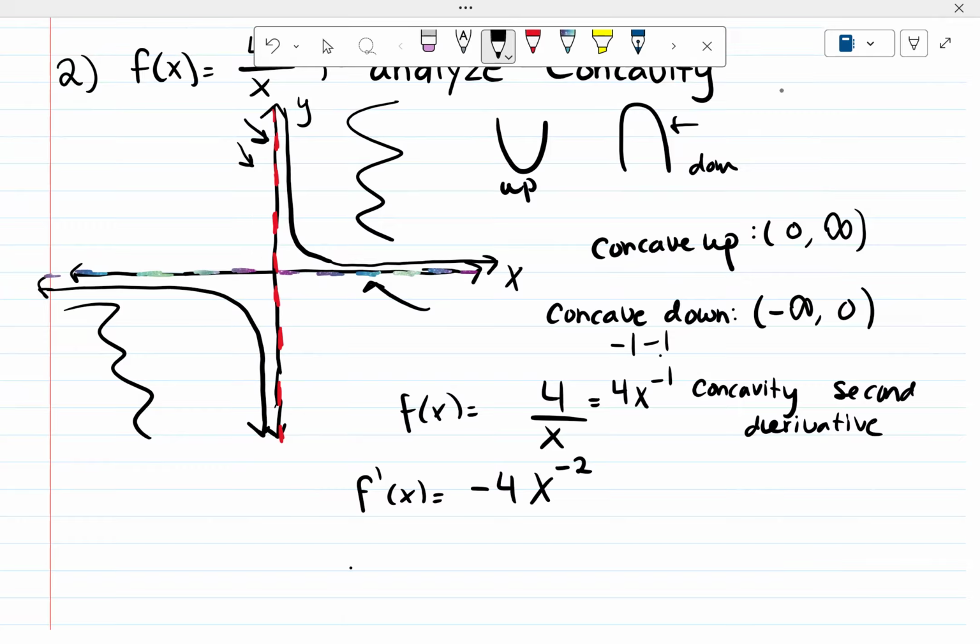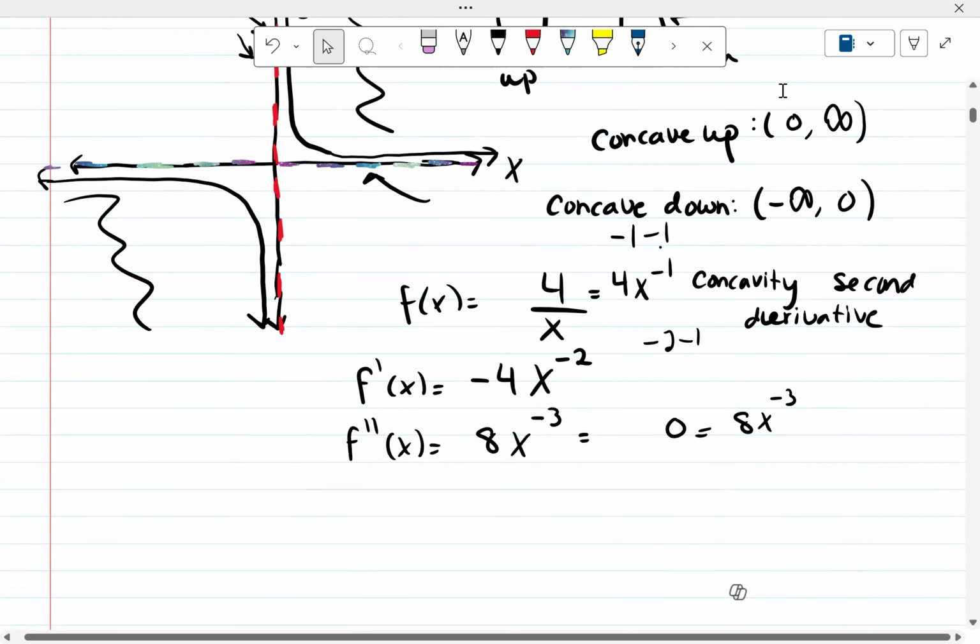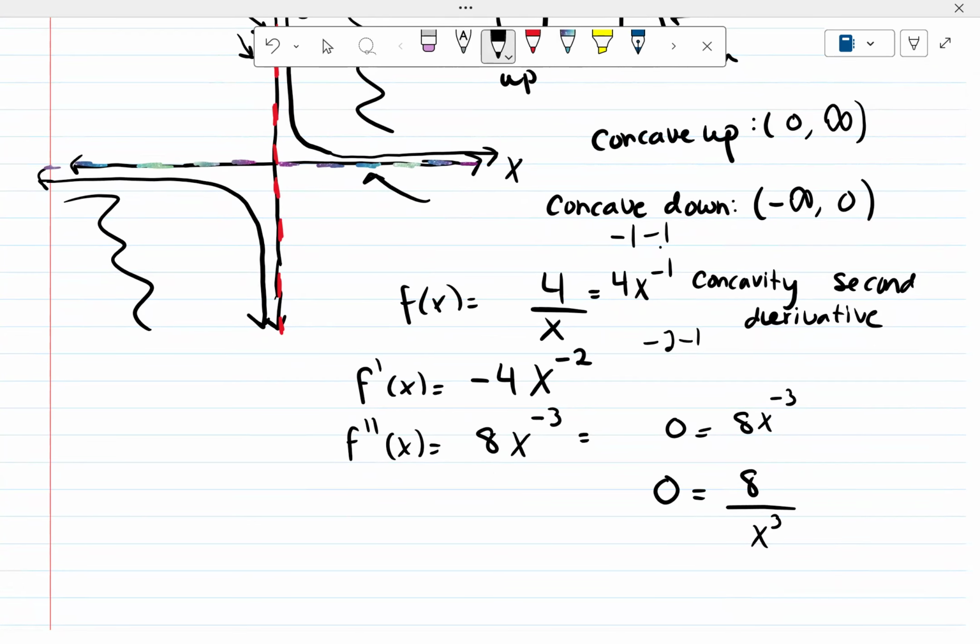And then let's do the second derivative. Negative 2, you would use the power rule again. Negative 2 times negative 4 is positive 8x, and then old power minus 1, so negative 2 minus 1 is negative 3. And now what we're going to do is set this to 0. So 0 equals 8x to the negative 3, and I'm going to write that with a positive power, so 0 equals 8 over x cubed. And then go ahead and get x.